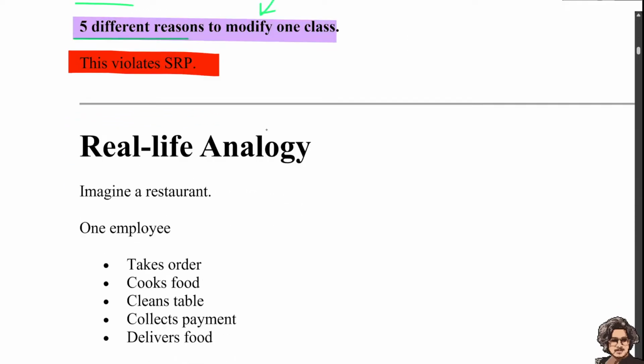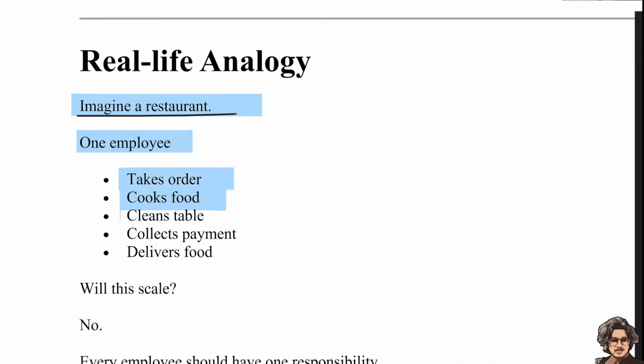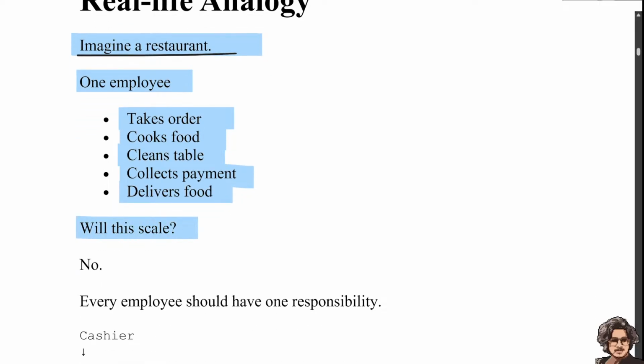So, taking a real life example. Imagine you have a restaurant. One employee takes the order. Then another one cooks the food. Another one cleans the table. Another one collects the payment and then delivers the food. Okay, so will this scale? No. Because if one person takes the order, then this person is going to this table.